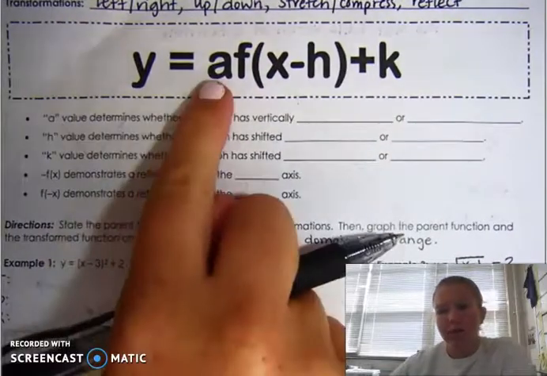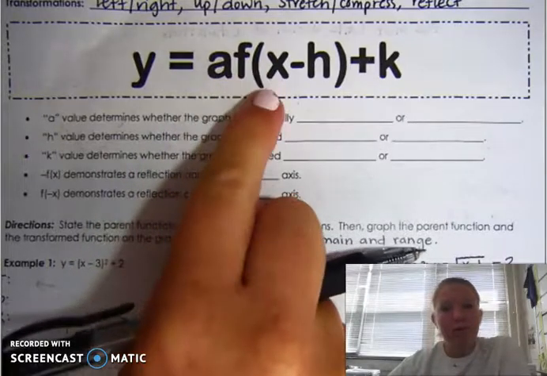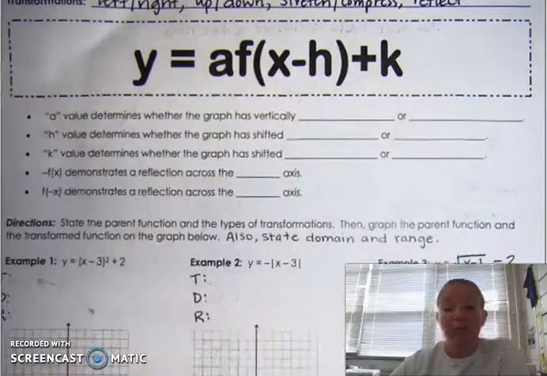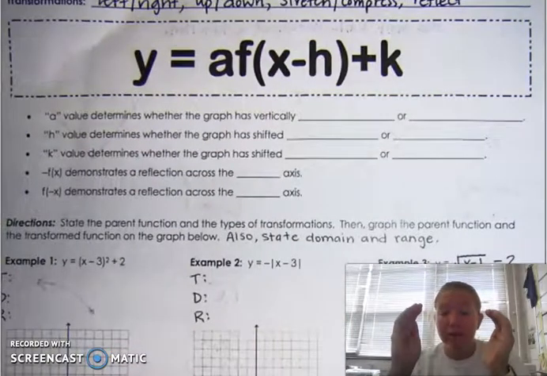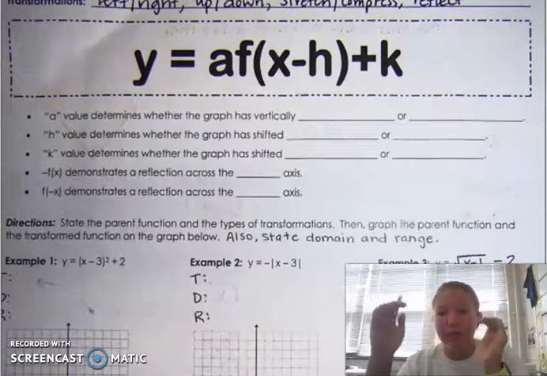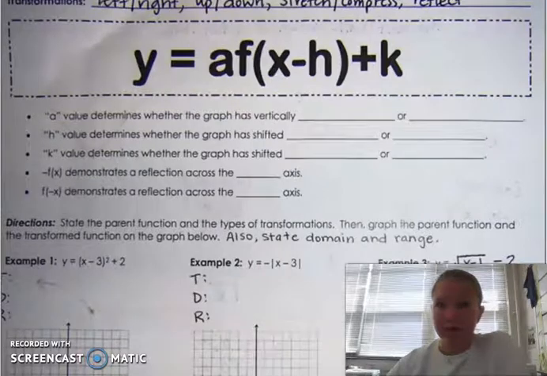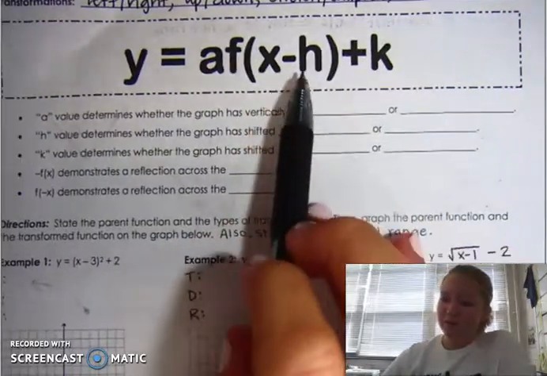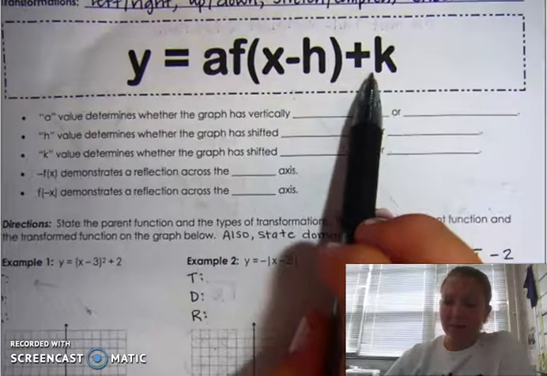A would be on the outside of the operation. The f in the parentheses is talking about the actual operation. So that could mean the absolute value bars. It could mean parentheses squared, parentheses cubed, cube root, square root, any of those functions that we talked about in the previous video. But shifting can happen inside the operation and then outside of the operation.